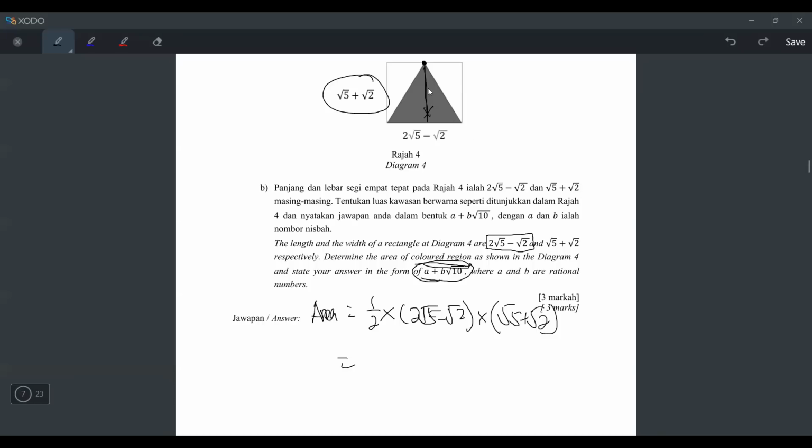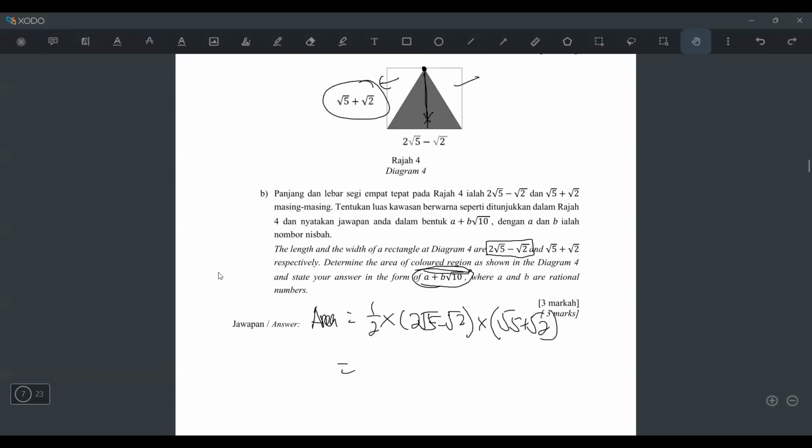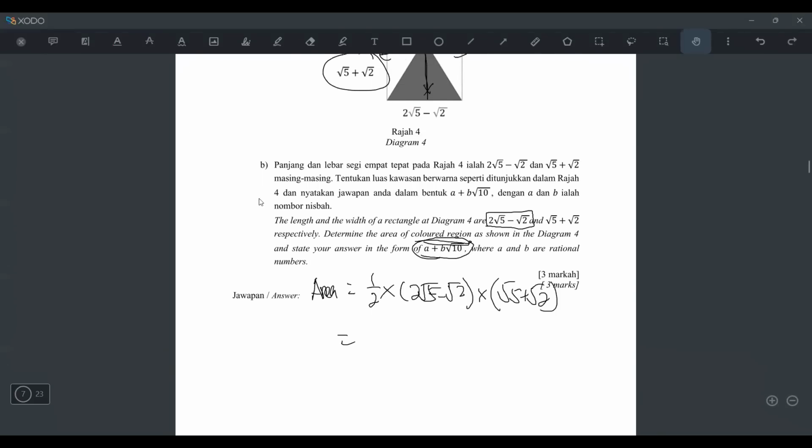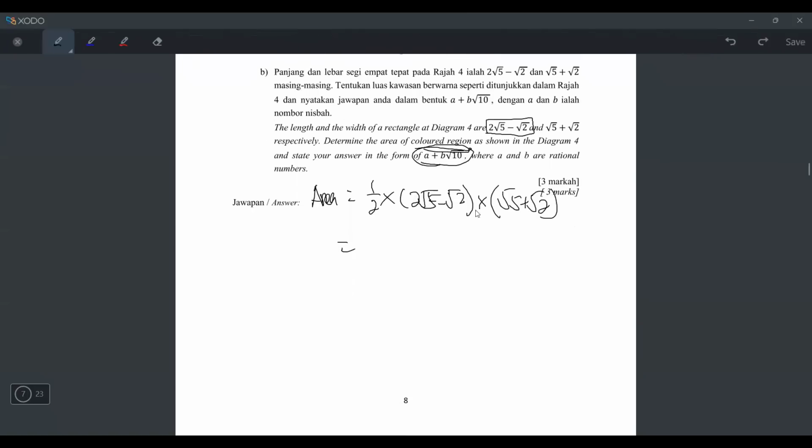You don't have to take the area of the rectangle minus this small triangle, then minus this. Can also, you will get the same answer also, but you're just wasting time. Okay, but you will end up with the same answer. So it's faster you just do it like this. So which one do you have to expand first? I think it's better you expand these two values first, right? So how do you want to expand this? You will expand one by one, right?